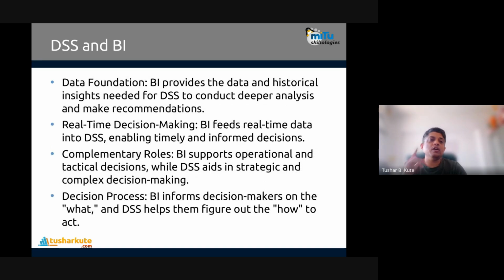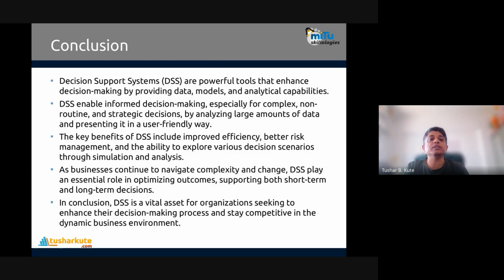Now, combining with a data foundation, BI provides data and historical insight for DSS. They can have real-time decision making, so BI feeds real-time data to DSS. That's possible. Complementary roles: BI supports operational and tactical decisions, while DSS handles strategic and complex decision making. In the decision process, BI informs decision makers on what to perform, and DSS helps them with how to perform, how to act. That's the difference present between DSS and BI.